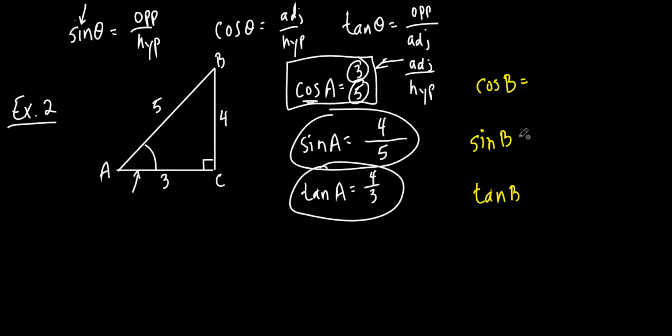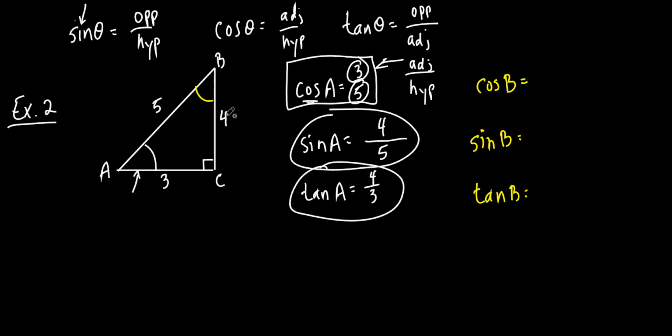Okay? Look what I did. What did I do different? B. So this time, let's use B. What's the cosine of angle B going to be? It's the adjacent over the hypotenuse. Which one's the adjacent to angle B? The 4 is adjacent to it.